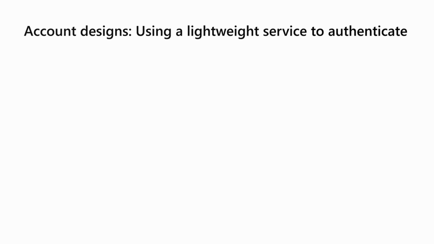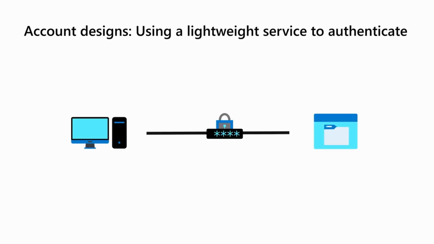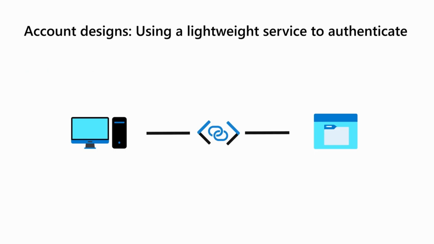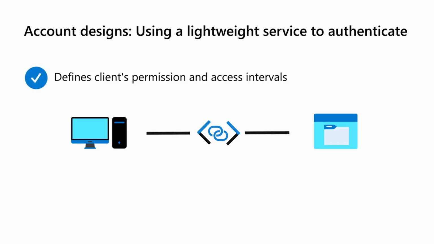In the second design, a lightweight service authenticates the client as needed. Then it generates a SAS. After receiving the SAS, the client can access storage account resources directly. The SAS defines the client's permissions and access interval. The SAS reduces the need to route all data through the front-end proxy service.